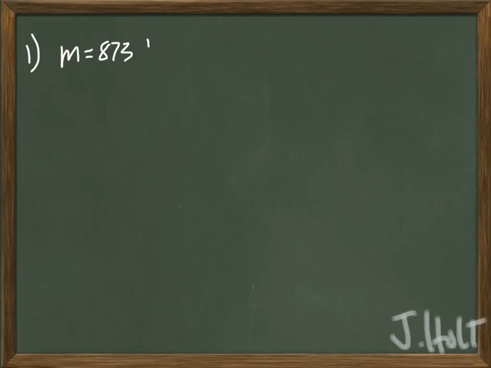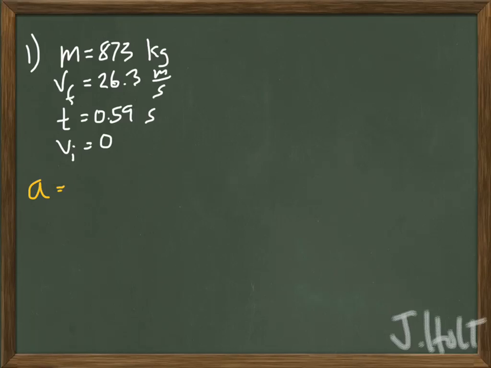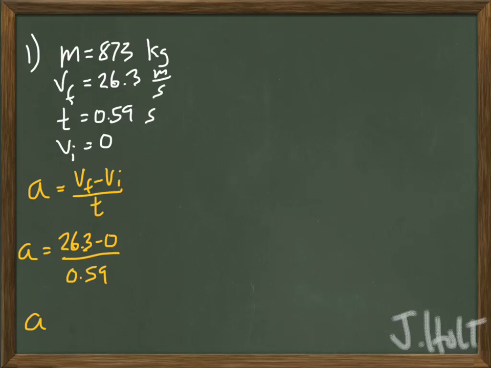Alright guys, let's take a look at number one. We're given the mass of a dragster, we're given the final velocity, and we're given the time. It says it starts from rest, so that's a VI of 0. The first thing we got to do is find the acceleration. So we can use our definition of acceleration to solve for A because we have everything else.